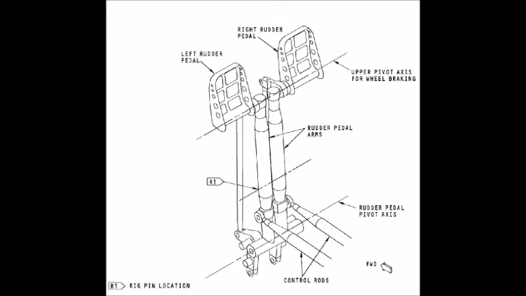Now the functional description. When the pilot moves the rudder pedals, the arms pivot on the rudder pedals pivot axis. Control rods transmit the movement of the rudder pedal arms to the jack shaft assemblies and the yaw control system. The pilot uses the rudder pedals to operate the wheel brakes. The pedals then rotate on their upper pivot axis.